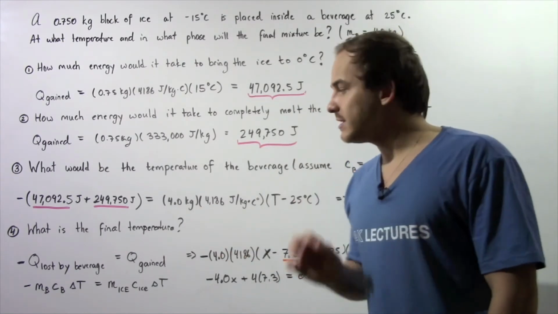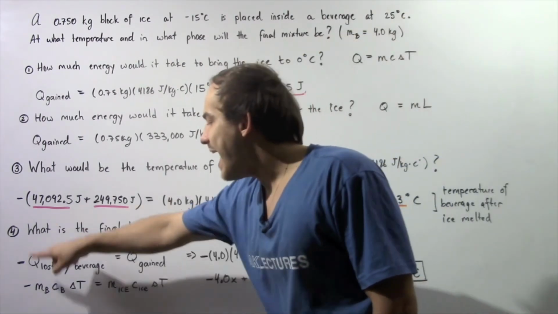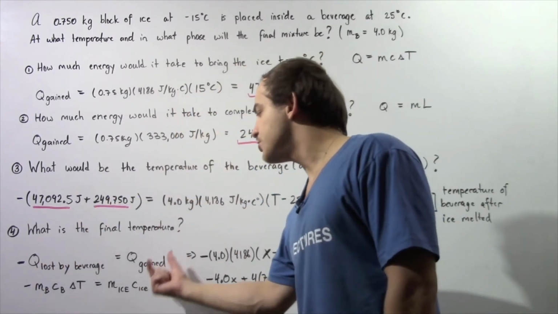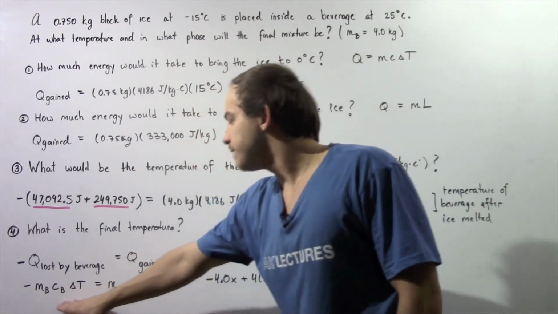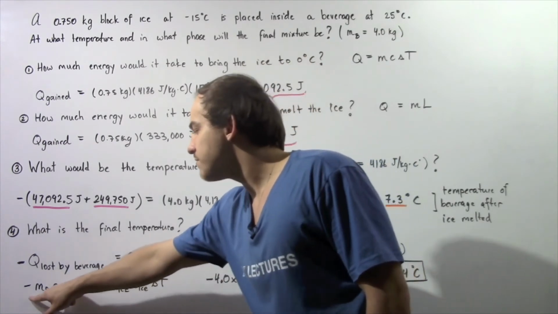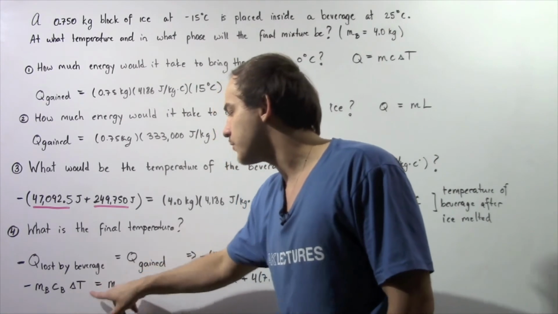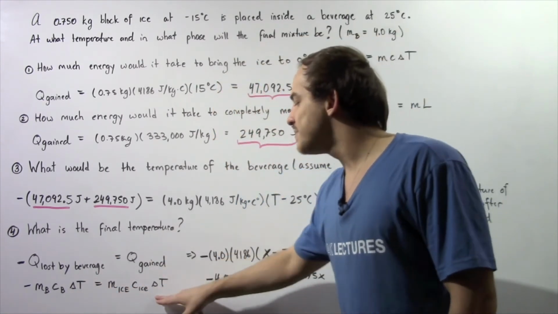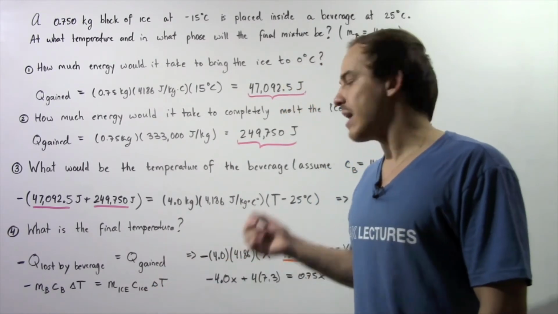So now in step 4, we want to calculate the final temperature of our mixture. The energy that is lost by the beverage, which is negative, is equal to the energy that is gained by that liquid. So we want to use the following equation. The negative of the product of the mass of the beverage, the specific heat of the beverage, and the change in temperature of the beverage is equal to the product of the mass of the ice, the specific heat of the ice, and the change in temperature of our ice.